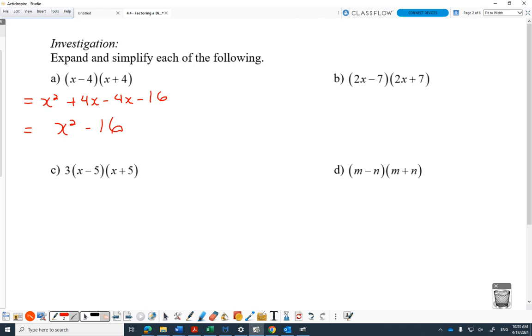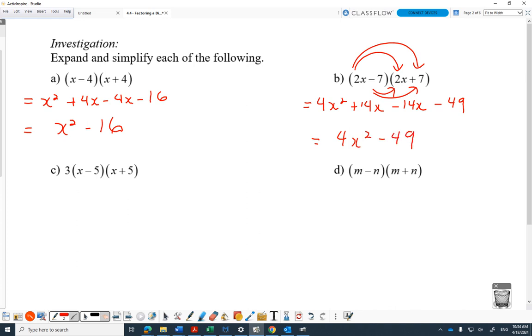Can you see it coming here in this one too? You got plus 7, minus 7, and so when I expand that out, and I'll do it more carefully this time, 2x times 2x is 4x squared. 2x times positive 7 is 14x. Negative 7 times 2x is negative 14x. And negative 7 times 7 is negative 49. And I want to go a little farther with this one.